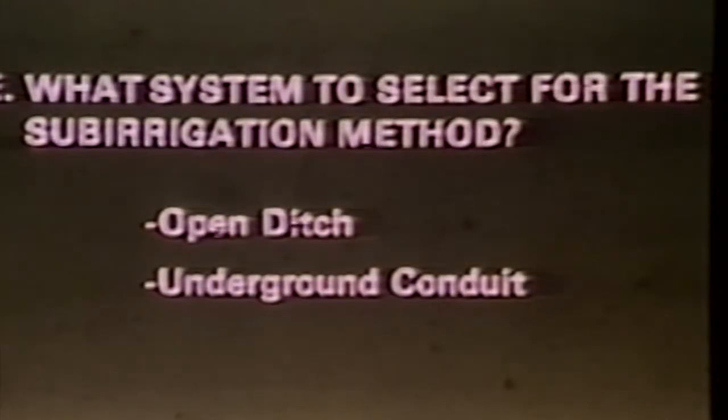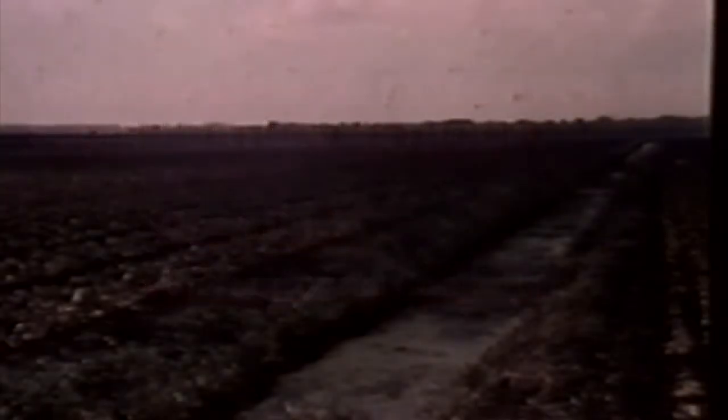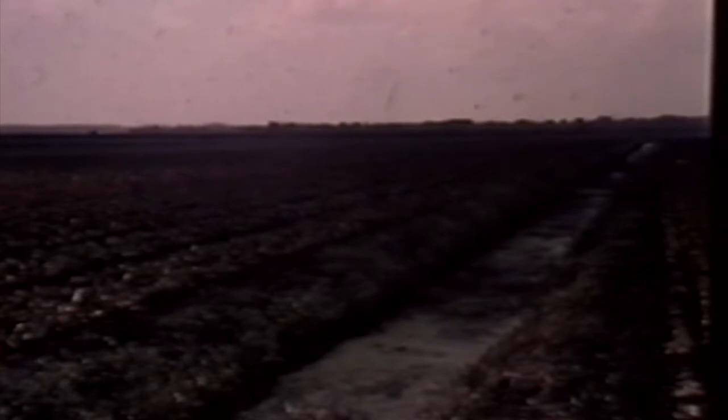If the farmer has decided to use the sub-irrigation method of irrigation, the choice of a system will be relatively easy. There are only two commonly used types of systems from which to choose: open ditch and underground conduit. You must remember, however, that sub-irrigation is confined to certain conditions. You must have a natural high water table or impervious layer below the root zone from which an artificial water table can be maintained. Also, the water table and field surface must be level.